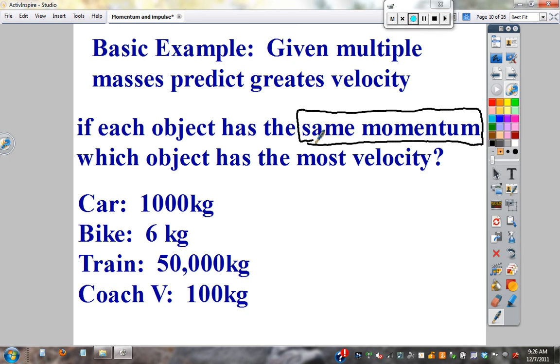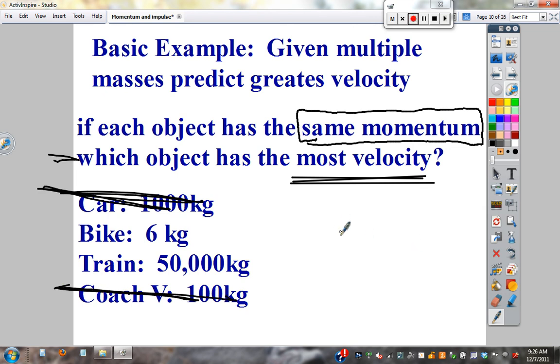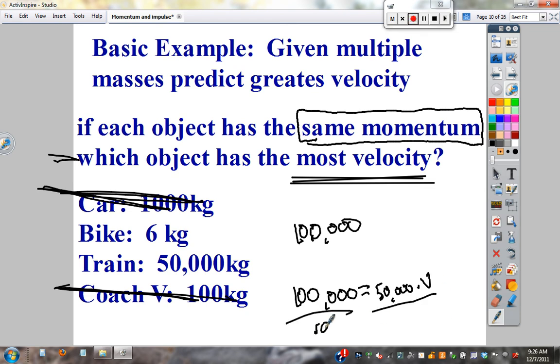So pick one. Here's your answer. Let's ignore these two for now. Let's say the momentum equals 100,000. So the bike has momentum of 100,000 and the train has the momentum of 100,000. Let's solve for the velocity of the train. 100,000 equals mass, 50,000, times velocity. So you divide here, and you get v equals 2. So the velocity of the train is 2 if the momentum is 100,000.